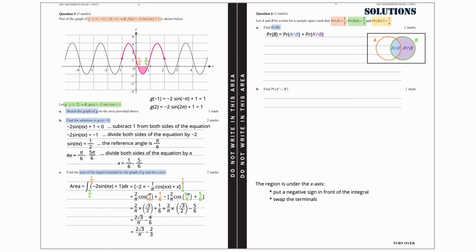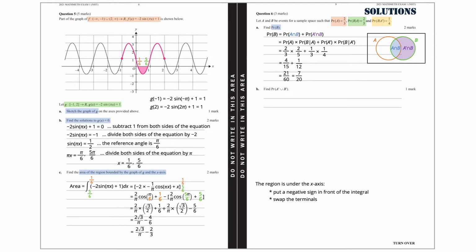We know that the probability of A intersection B equals probability of A times probability of B given A, and probability of A dash intersection B equals probability of A dash times probability of B given A dash. We substitute the values we know and we calculate, and the answer is 7/20.